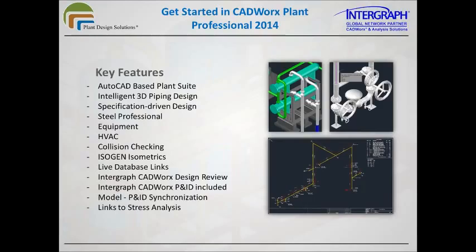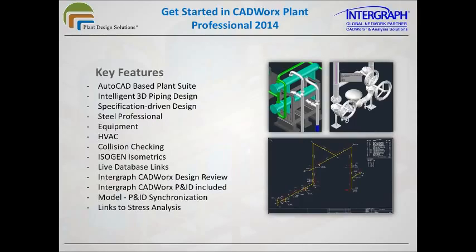We also have non-round shapes for HVAC for doing ducting and cable trays. CADWorx Plant Professional comes with live collision checking. We can run collision checking against piping and steel and any other AutoCAD 3D solids that you may have brought in, even if it's from another platform.